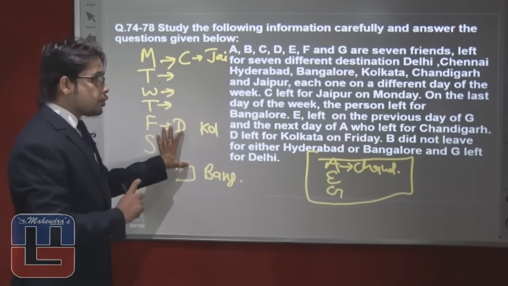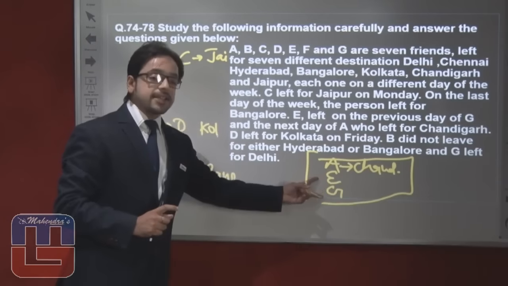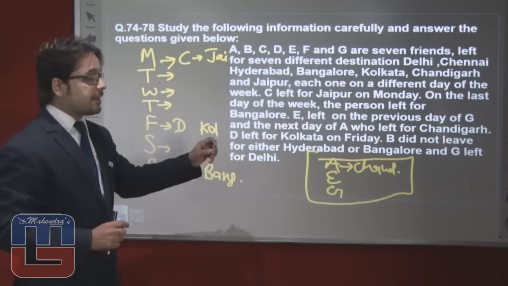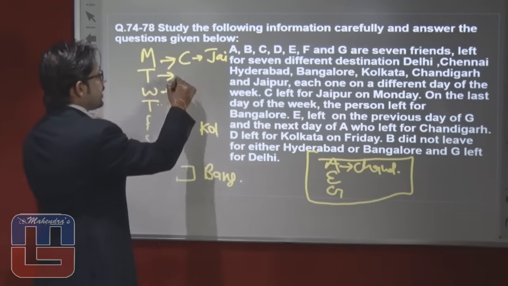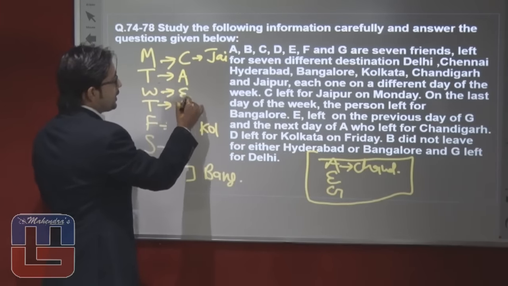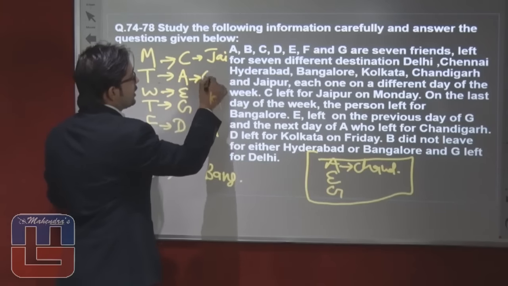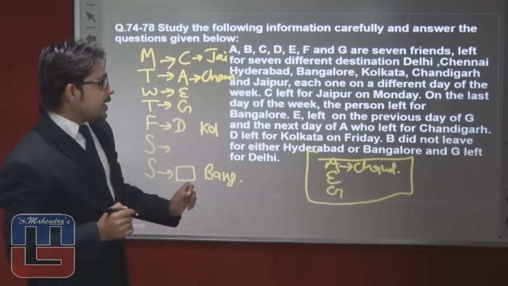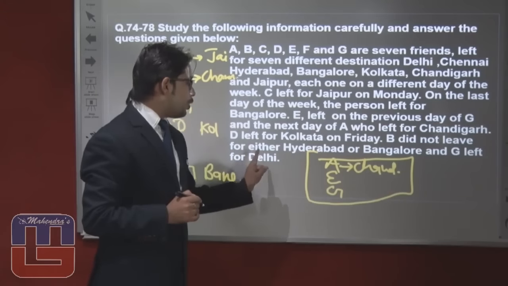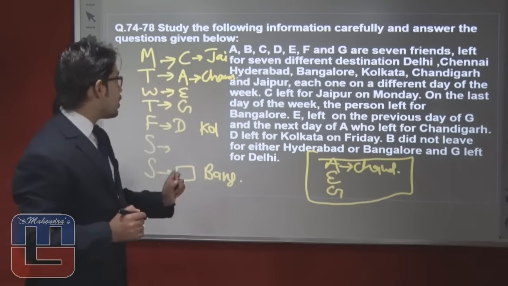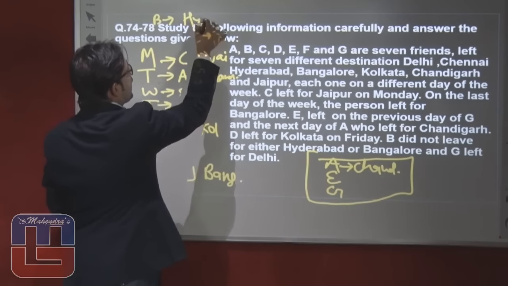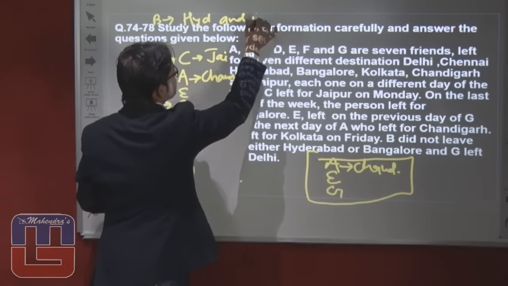Now, as per the demand of the question, you can correlate these three statements over here, because only these three statements can come only here, that is A, next E, next G. A left for Chandigarh as per the demand of the question. The next statement is saying B didn't leave for Hyderabad and Bangalore. We can write over here B didn't leave for Hyderabad and Bangalore.